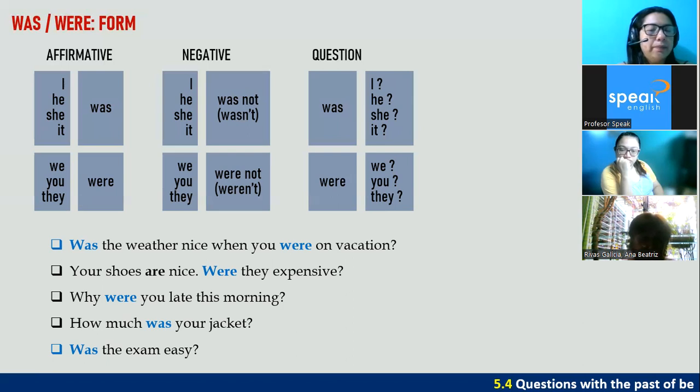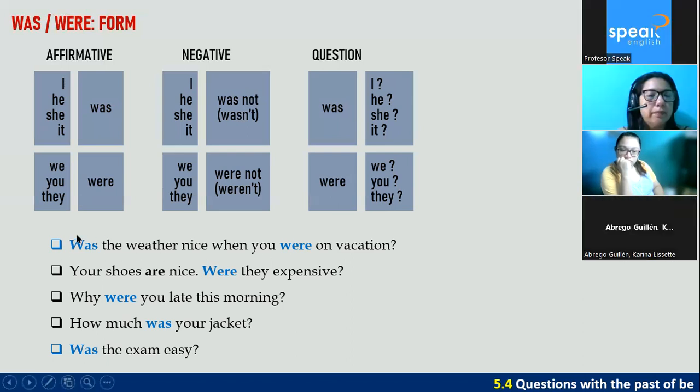Okay. Correct. Okay, so as you can see, we have the verb to be at the very beginning. Was the weather nice when you were on vacation, aquí hay pues una pregunta compuesta, right? Your shoes are nice. Were they expensive? ¿Verdad? Siempre el verbo to be al principio. Esta que ustedes ven aquí, esta, más que todo, why were you late this morning? Esta sería una WH question, ¿verdad?